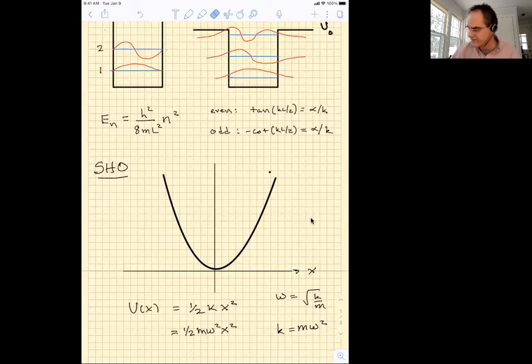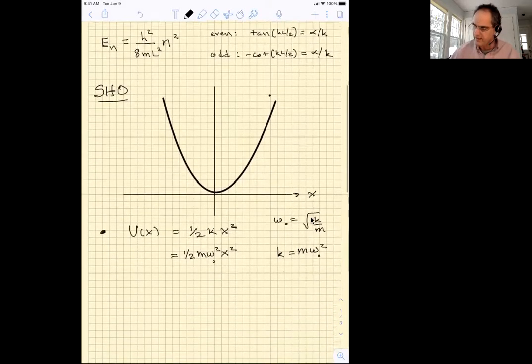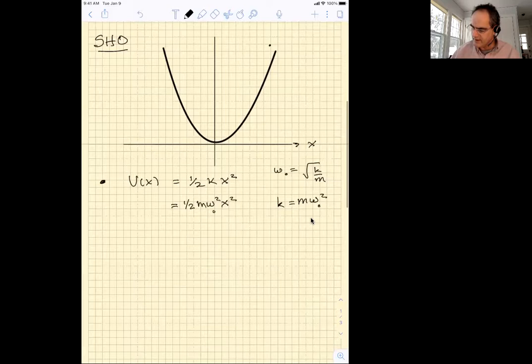And finally, because this is the resonance frequency, we'll give it a special name. We'll call it omega naught. Okay, very good. So this is the harmonic oscillator potential, okay? And to find the energy states of the harmonic oscillator, we should substitute into Schrodinger's equation and solve.